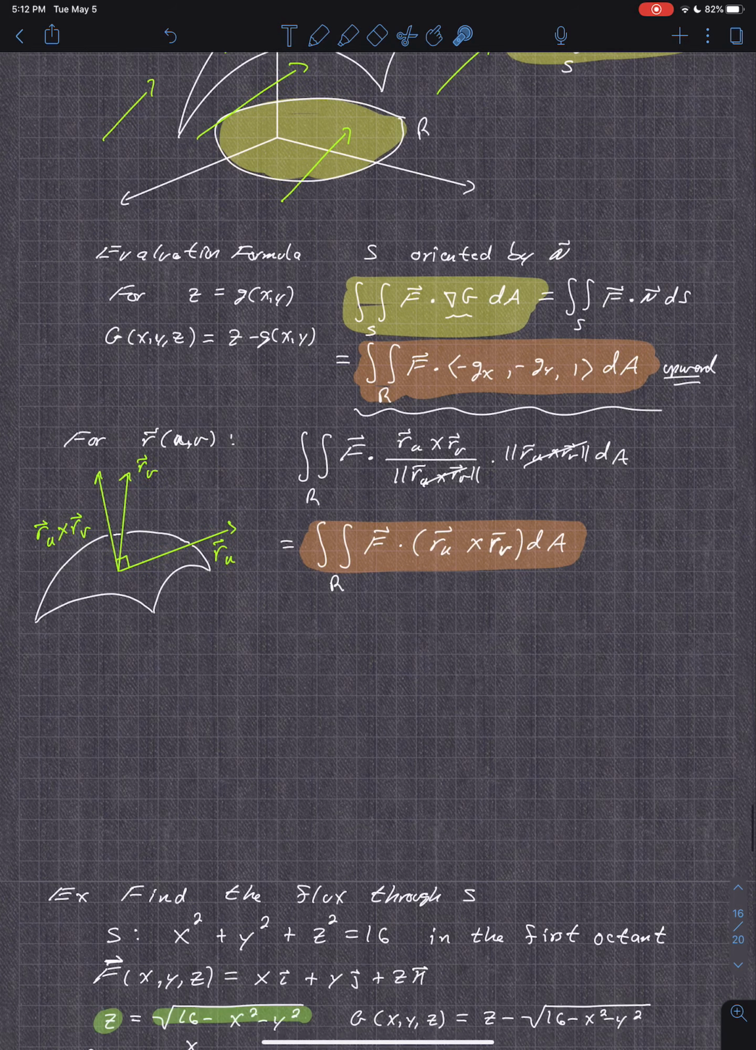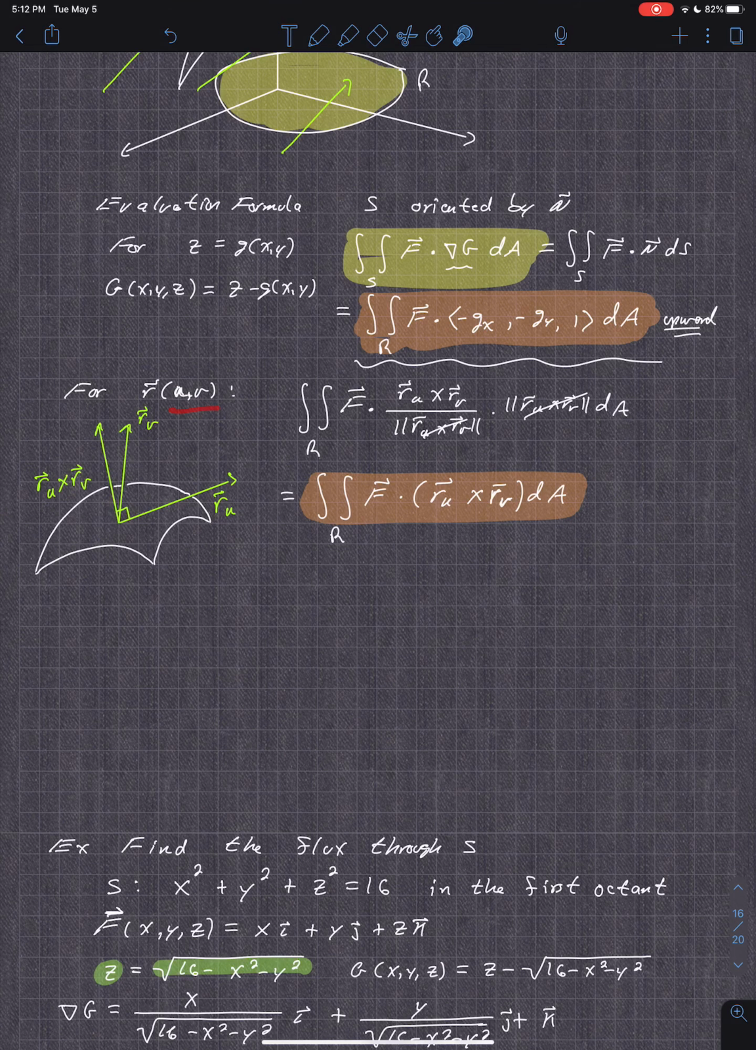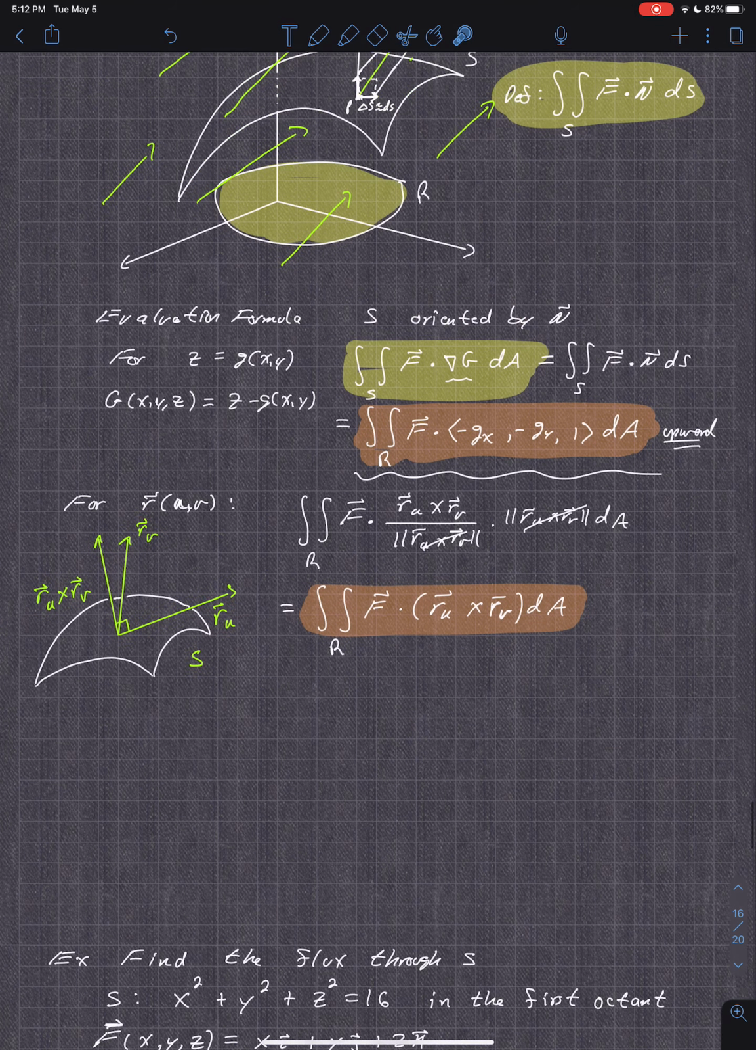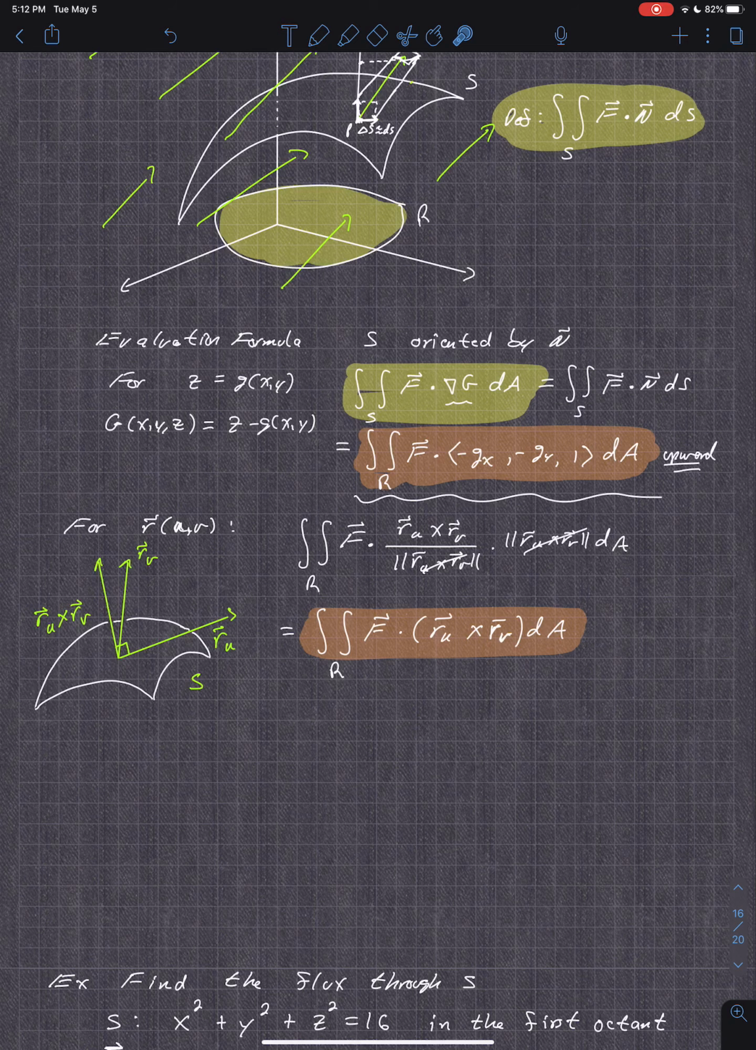If your surface is given in terms of r of u, v instead, so now this is S, then we can use r. Because you do the cross product divided by the magnitude, but dS is the magnitude times dA. So these reduce, and you end up with F dot the cross product of partial r_u, partial r_v. And so those two are your evaluation formulas. That's what you're actually going to use to calculate the flux.